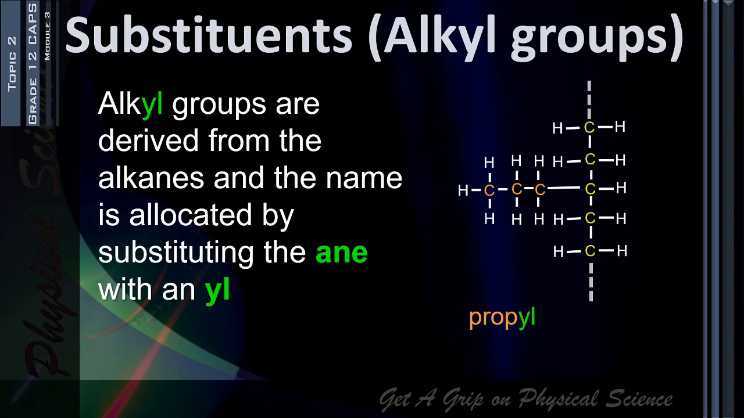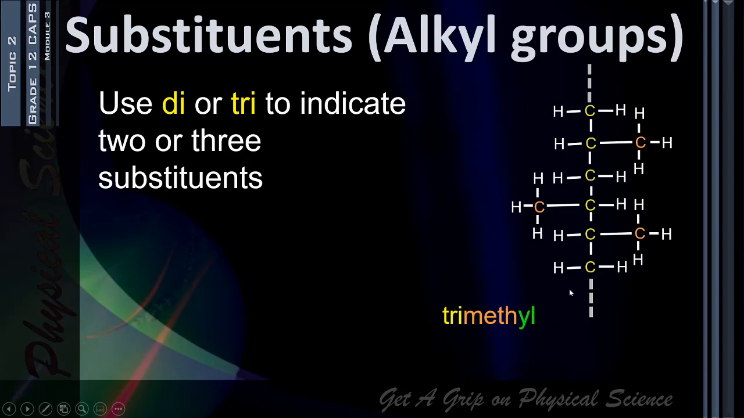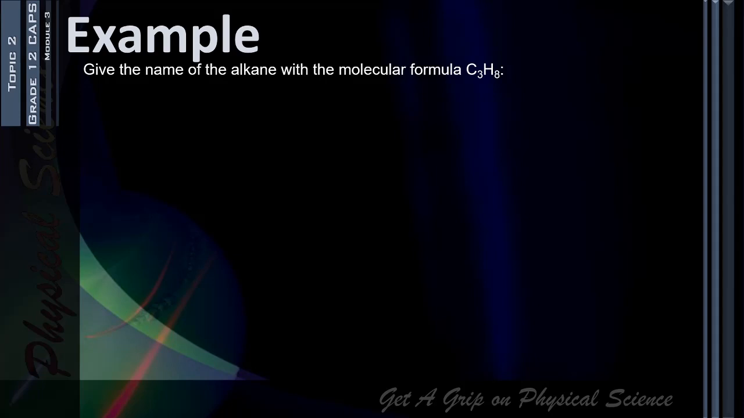But what will happen if there are more than one of the same alkyl group? We use di or tri to indicate if there are two or three substituents of the same alkyl group. So if there's one alkyl group with one carbon in it, we give the name methyl to it. Meth tells us that there's one carbon in the alkyl group, and the YL tells us that it's an alkyl group. If there are two alkyl groups, each one with one carbon in it, we use dimethyl to indicate that there are two alkyl groups, each with one carbon in it. If there are three methyl groups, we will use trimethyl to indicate that there are three alkyl groups, each with one carbon in it.